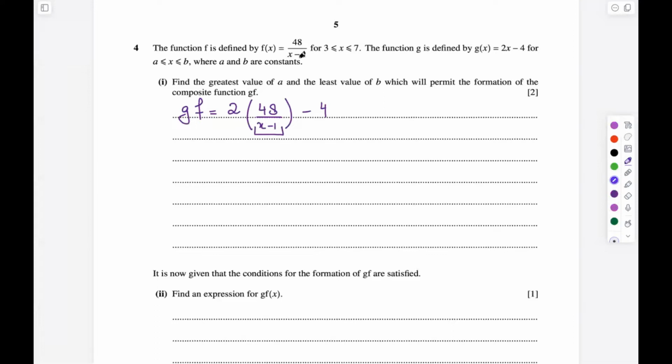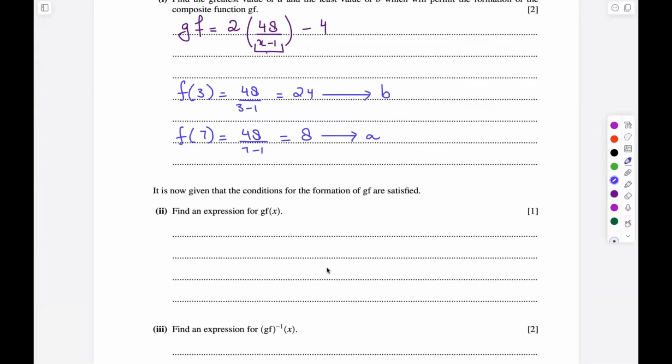And as we already have the function f from 3 till 7, we can find the maximum and minimum value of this expression 48 upon x minus 1. So if we find f of 3, that will become 48 divided by 3 minus 1, which is equal to 24. And if we find f of 7, which will be 48 divided by 7 minus 1, so that will be 48 upon 6, which is 8. So now we know that the value of a will be 8. This will be the value of a, and this will be the value of b for the function g.